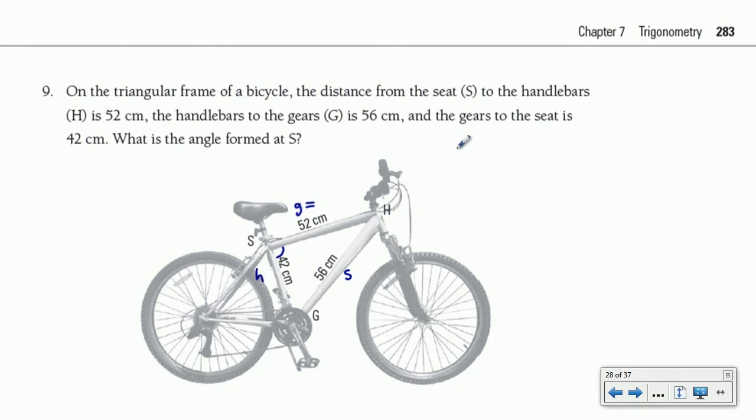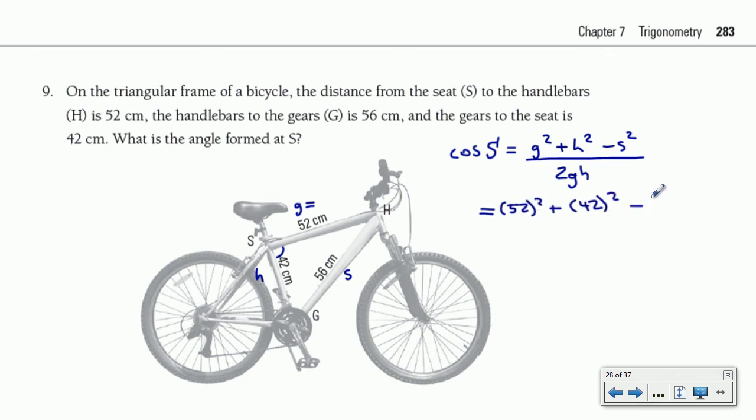And now we can write cosine law to solve for angle S. The first two terms squared are the terms other than S, so we would do G and H. And then we subtract S squared and divide by 2GH. And now we just plug in what we know. So G is 52, H is 42, and S is 56. And we divide that by 2 times 52 times 42.